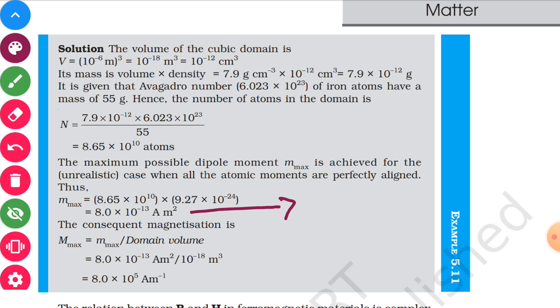Now magnetization is nothing but maximum magnetic dipole moment per unit volume, so you just divide by volume. The maximum dipole moment we got is 8 into 10 to the power minus 13 ampere meter square, and divide this value by the volume of the domain, and you will get the magnetization, that is the maximum dipole moment per unit volume. Thank you. Try to calculate all the numericals and illustrations 2-3 times in your notebook.